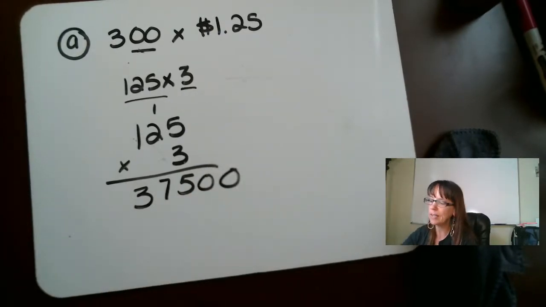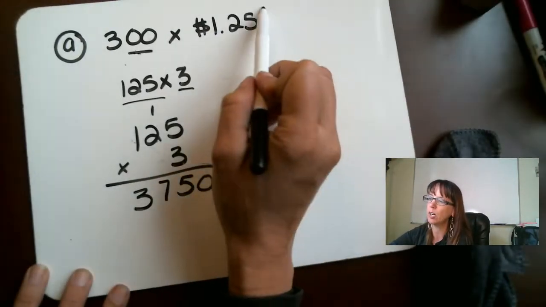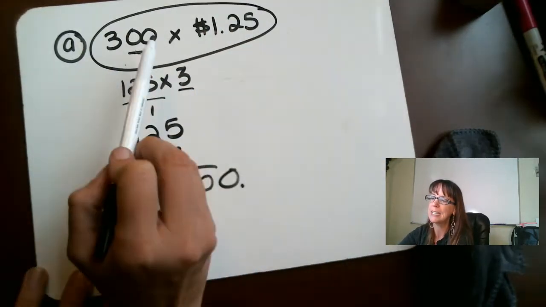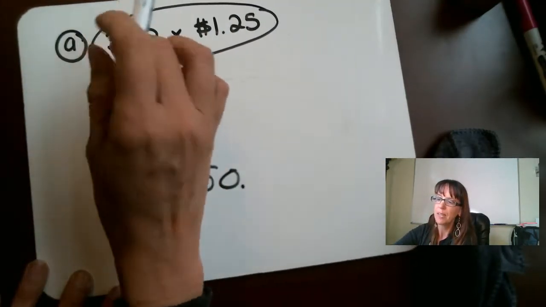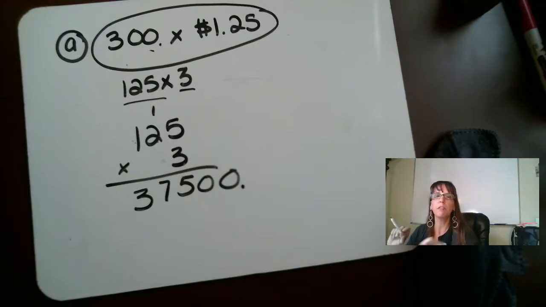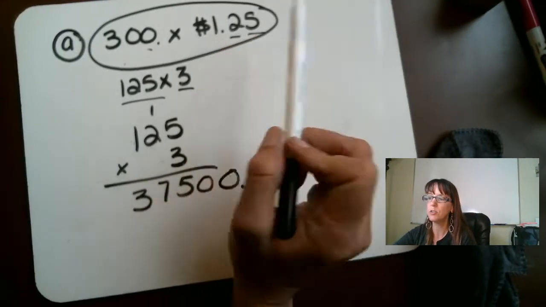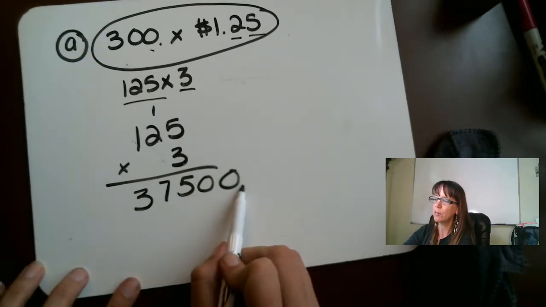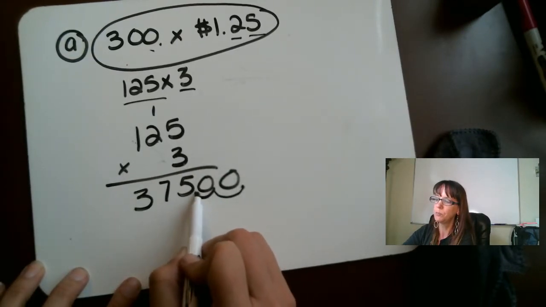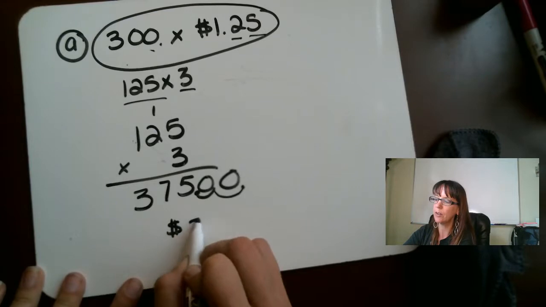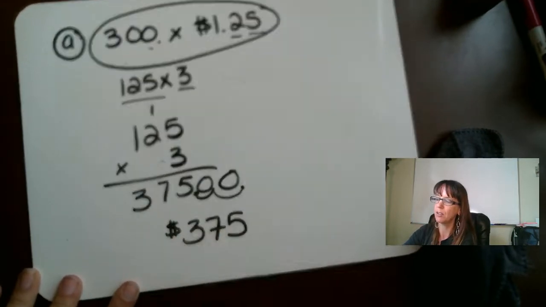Bam. All right, our decimals at the end here, we look at our original problem and we find the decimal here at the end. We look for how many digits are behind decimals. In this case, 1, 2, and that's it. So we're going to come over here, we're going to go 1, 2, and we end up with $375.